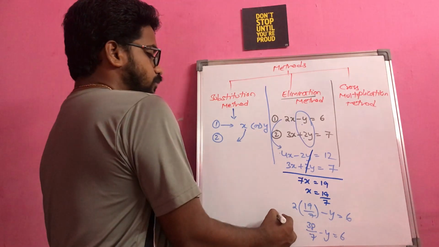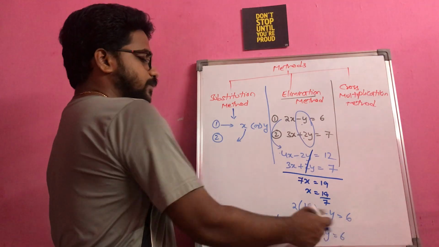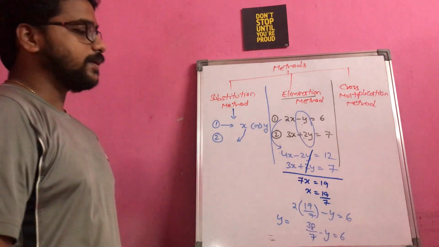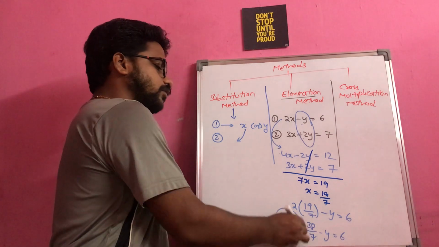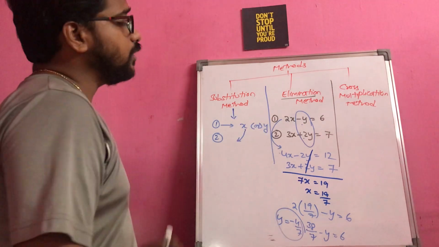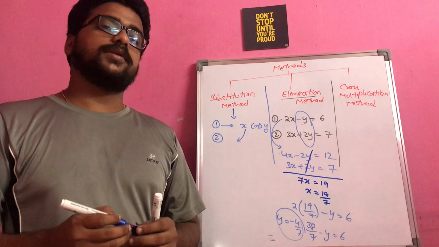So if you further simplify this, you bring the 6 to the other side, 38 by 7 minus 6, so that means you are going to get minus 4 by 7. So this is the procedure for the elimination method.